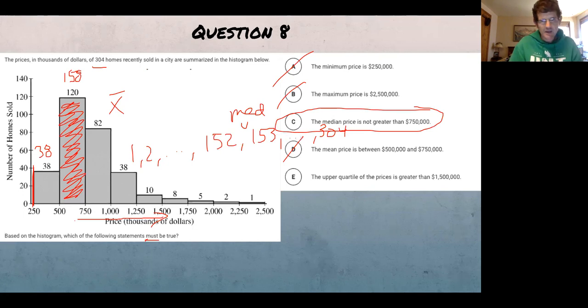And we could do the same kind of logic to figure out why E is not true. If we divide this by 4, that's going to be like 76 is 1/4. So 76 is going to put me, just quick math, somewhere around here. This is Q3. So the upper quartile is going to be way below 1.5 million. Okay.